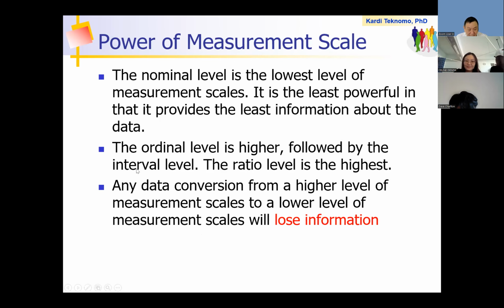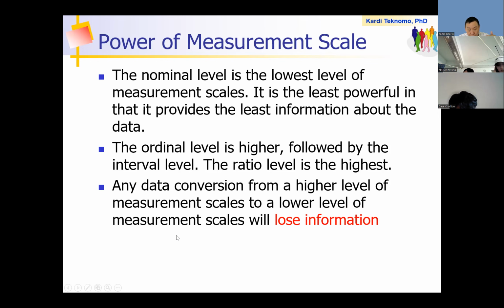So what is important here is that the nominal level is the lowest, right? It is the least powerful in that it provides the least information about the data. Ordinal is higher, followed by interval, then ratio is the highest. Now, this is important. Any data conversion from a higher level of measurement scale to a lower level of measurement scale will lose information.